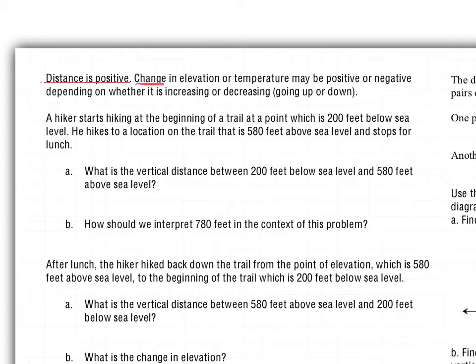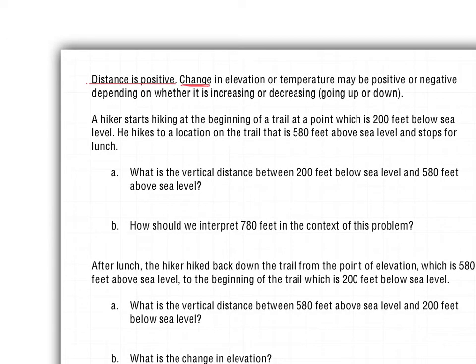So this first example says a hiker starts hiking at the beginning of the trail at a point that is 200 feet below sea level. So just thinking about this, we're going to draw a quick vertical diagram. We'd have 0 here, and he's down here at -200. That's kind of where he's starting. He hikes to a location on the trail that is 580 feet above sea level and stops for lunch.